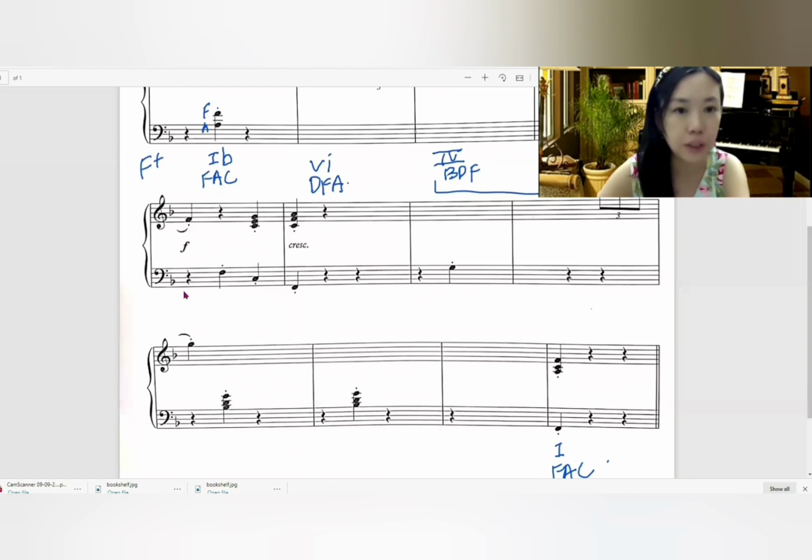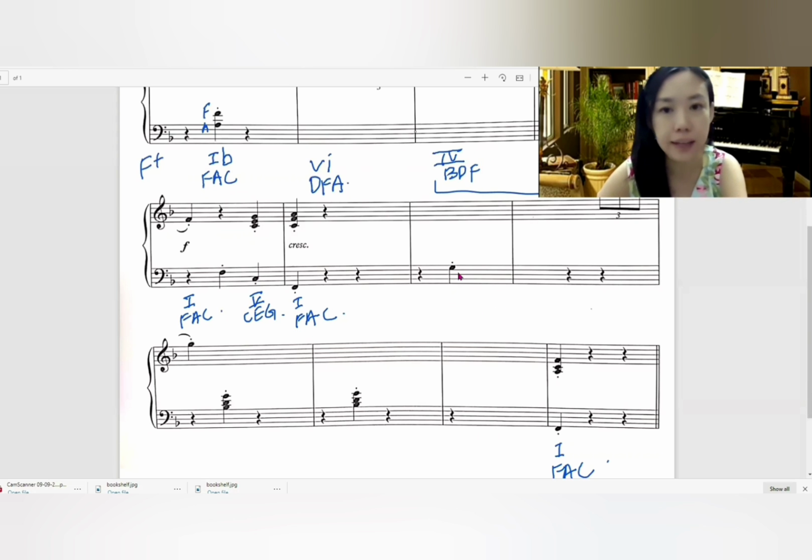In the next line you can use F, A, C here. Chord 1, F, A, C, and then this is C, E, G. Chord 5, C, E, G, and here chord 1, F, A, C. Okay, in the next phrase there's a G in the bass. So over here you can put chord 2, G, B flat, D, and chord 2 can go to chord 5 to form an imperfect cadence, which is C, E, G.